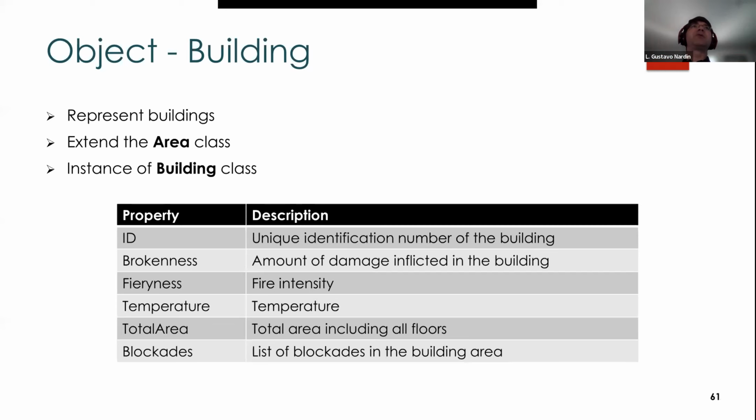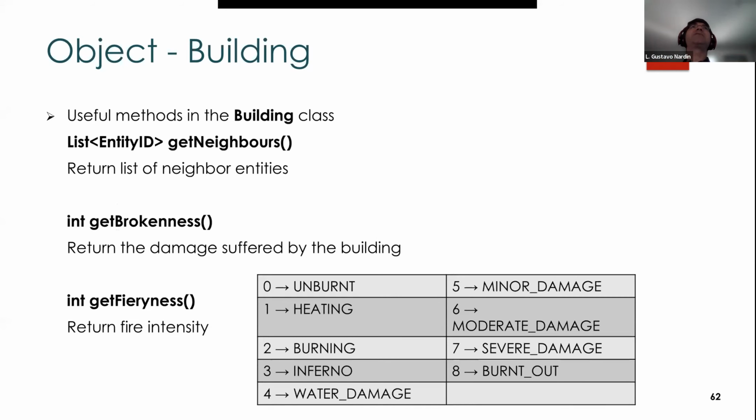Well, together with the building object, you have a set of useful methods like get neighbors. It will return a list of neighboring entities. I told you that roads and buildings are in a connected graph, so they are connected to their neighbors. And by using get neighbors, you know the entities that are neighbors of this building.